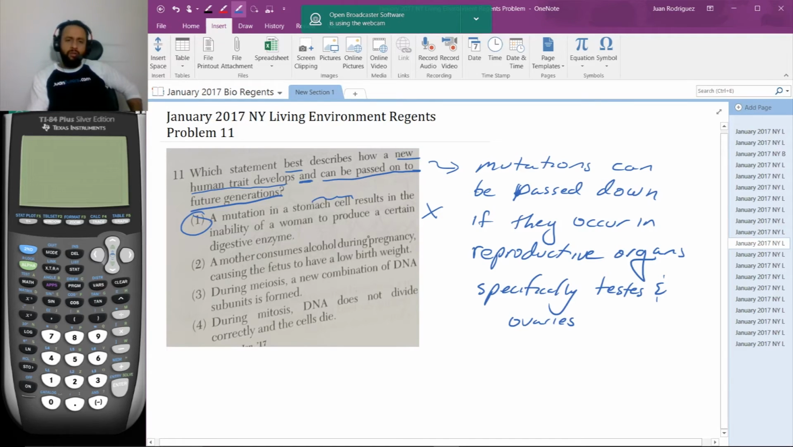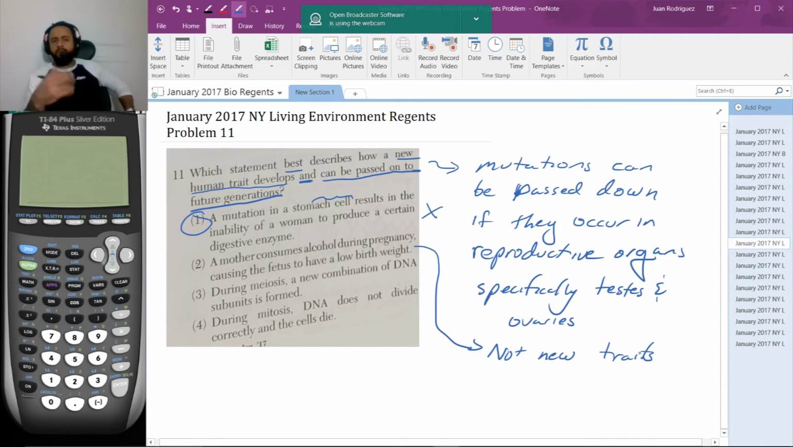So the second one, a mother consumes alcohol during pregnancy, causing a fetus to have a low birth weight. This did not discuss new traits. That's surely an unhealthy thing, to have a low birth weight due to alcohol consumption before birth, right? But that's not a new trait, because that child can go on to be tall later on. That's not something that can be passed down.